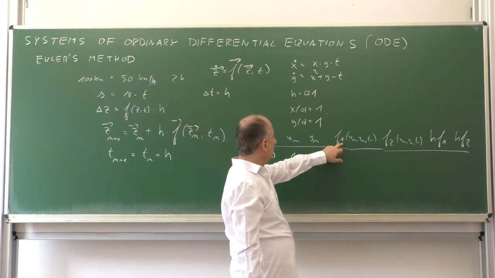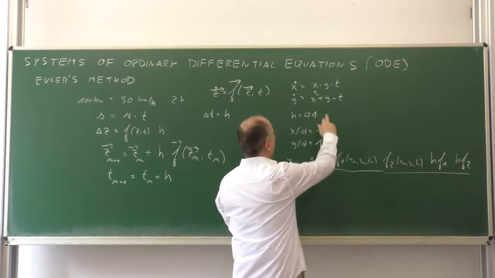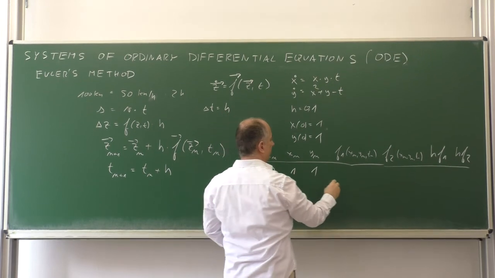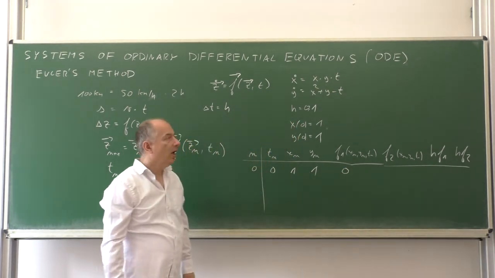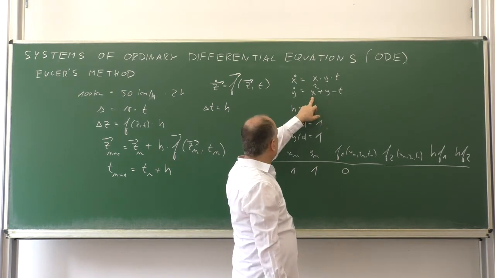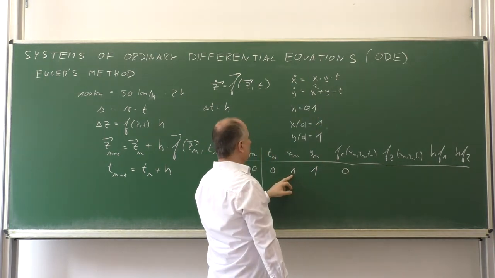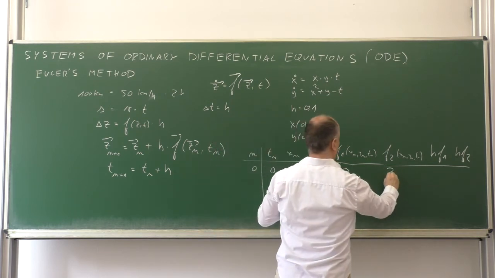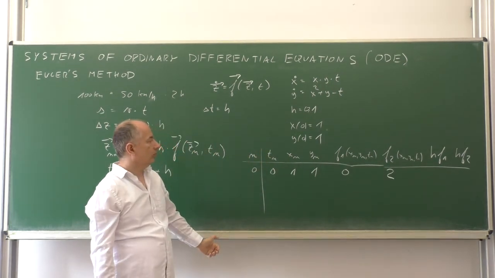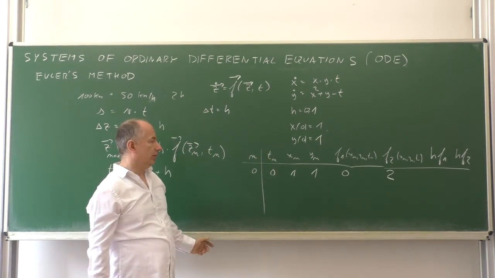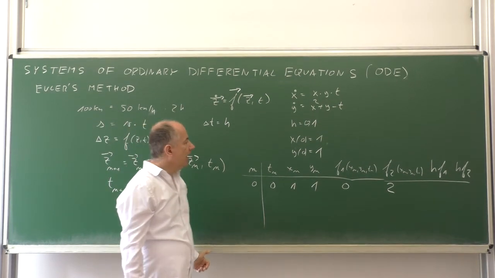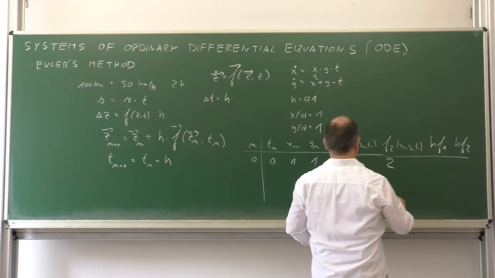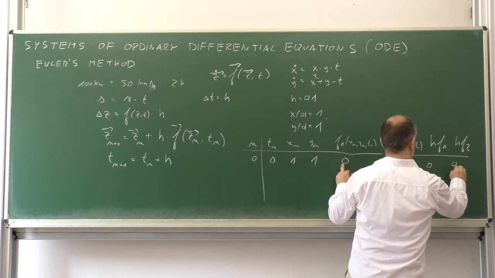We evaluate the right-hand side of the first equation. x times y times t, 0 times 1 times 1 is 0. And we evaluate the right-hand side of the second equation. x squared is 1, plus y is 1, minus 0 is 2. So this was the main part of the computation, evaluating the right-hand sides. And then we multiply these two numbers with the chosen step size, 0.1. So we get 0 and 0.2.